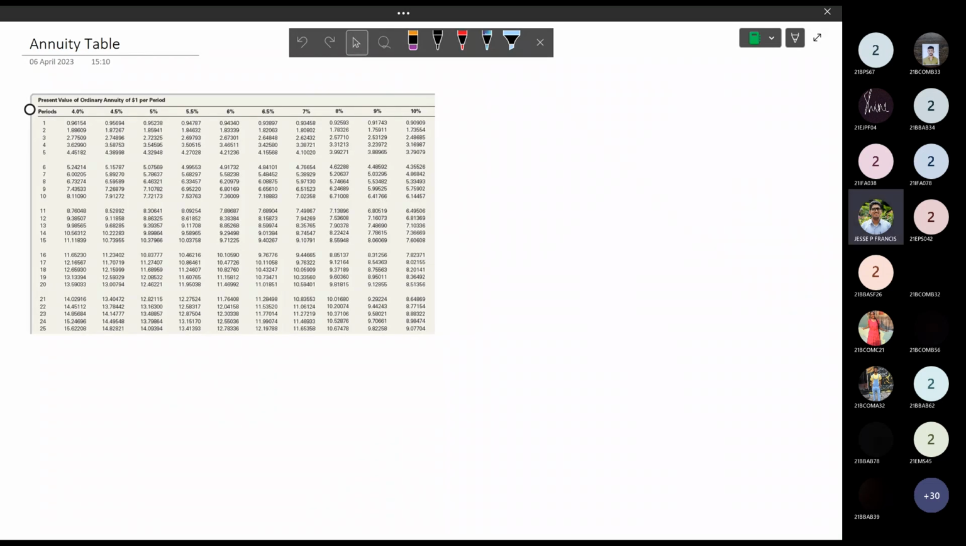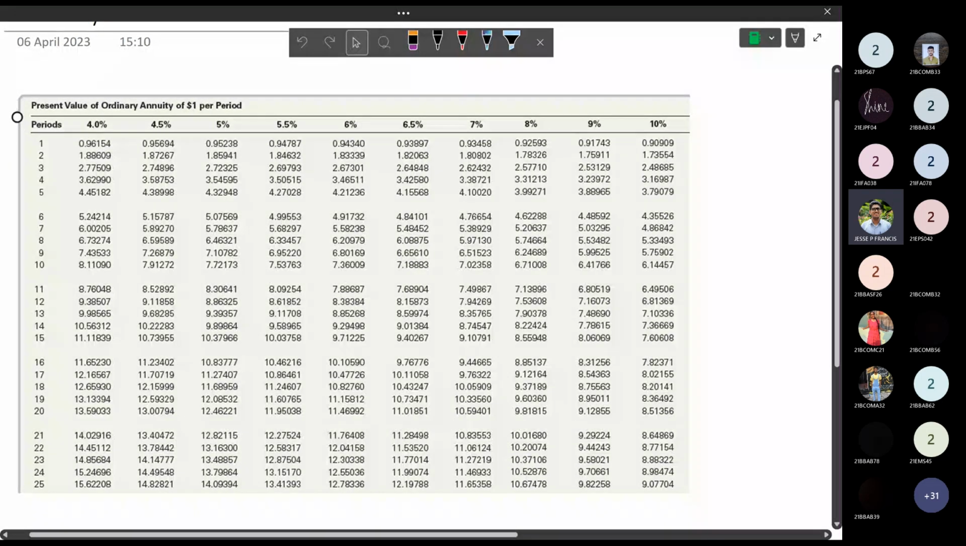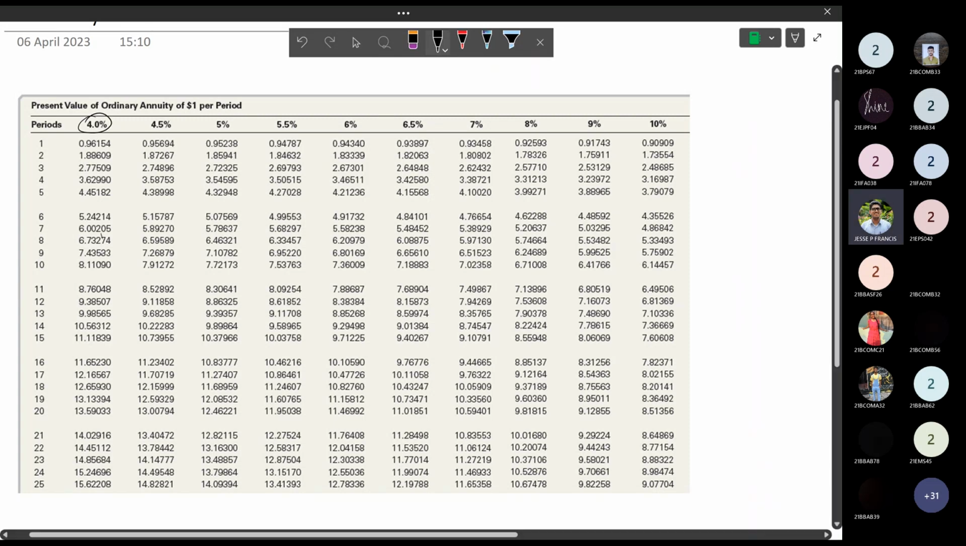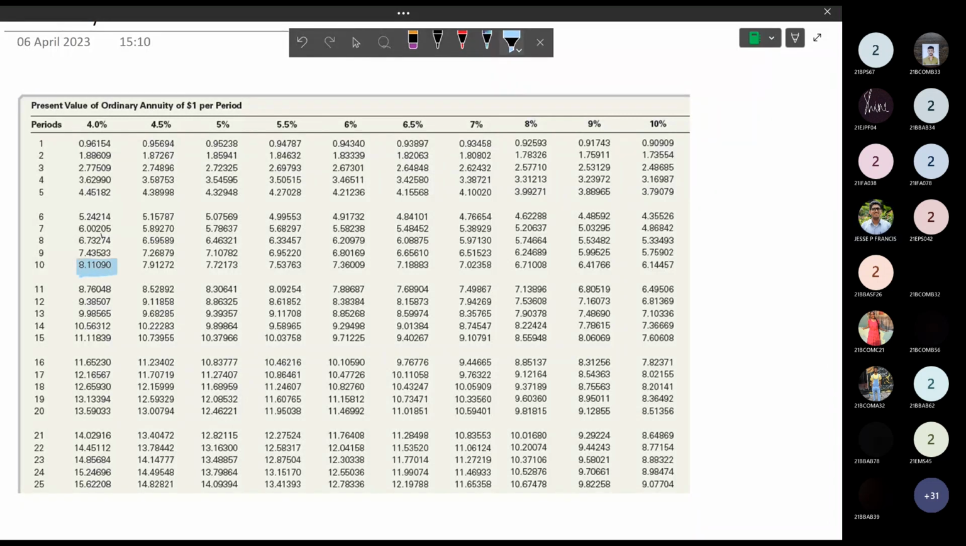You can either use the formula or you can use the table to do the calculation. For example, earlier the question was annuity for a discount of 4% for 10 years. And if you notice, for 10 years at a discount of 4%, the annuity factor according to the table is 8.11090.